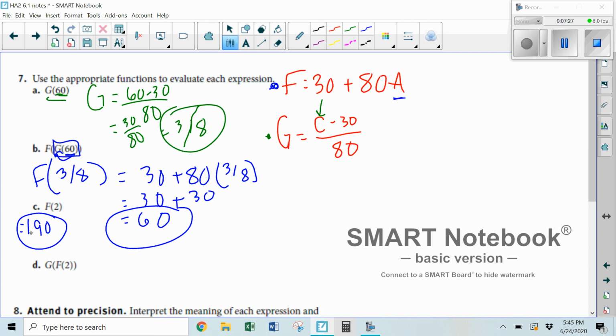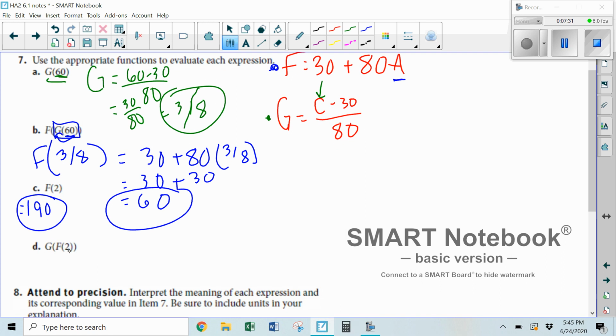And for part D, notice it's a compound or a composition. So first you're going to find f of 2, which we already did in the previous problem. F of 2 is 190. So now I plug 190 into the g function.